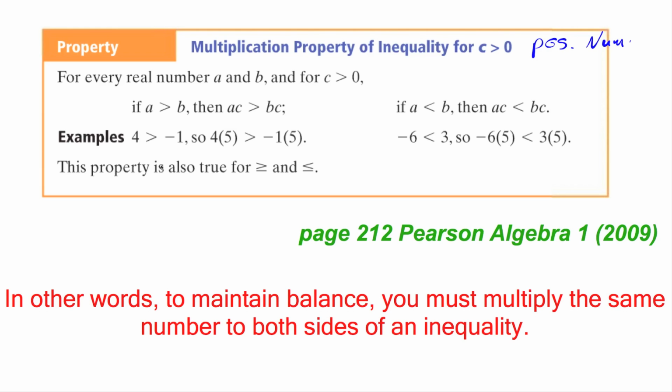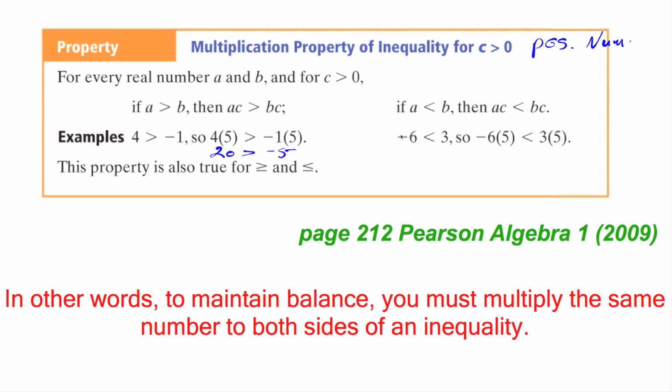We see a numerical example here. We have 4 is greater than negative 1. We, of course, know that is true. When we multiply both sides by 5, it is also true. That would give us 20 is greater than negative 5. In this case, we have if a is less than b, then a times c is less than b times c.